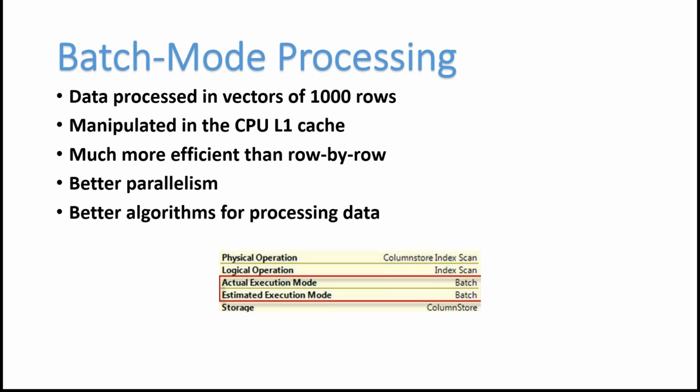And this is what we want to see in the execution plan when we work with Columnstore. We want to get an estimated execution mode of batch and an actual execution mode of batch. If we get a row execution mode, this means that we work row by row and the query will be processed much slower.